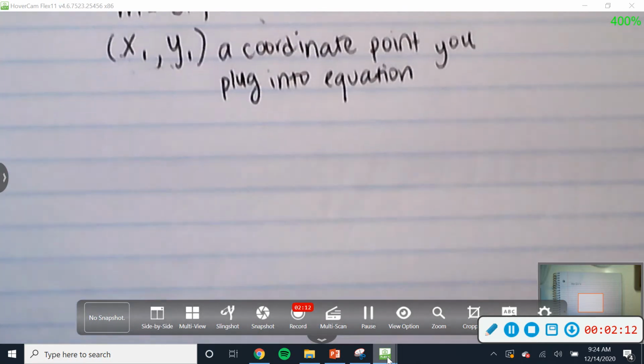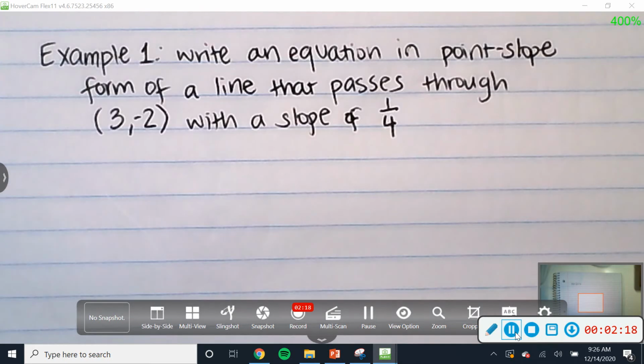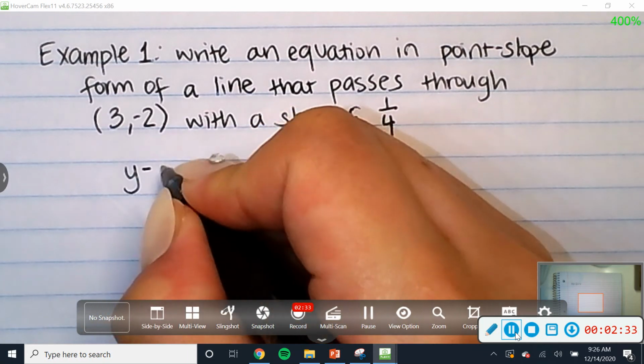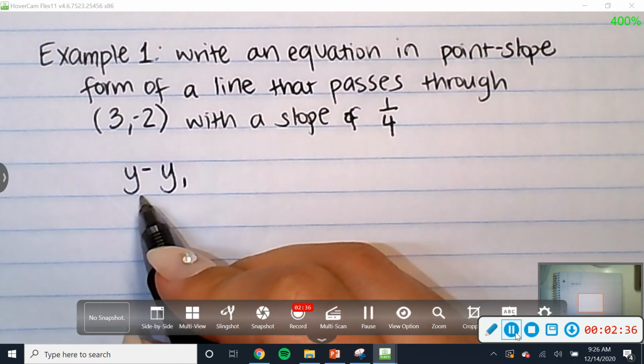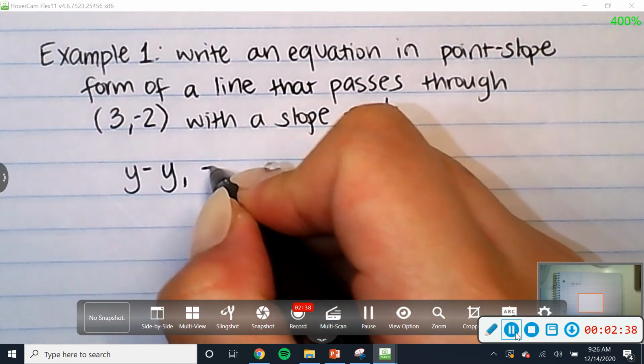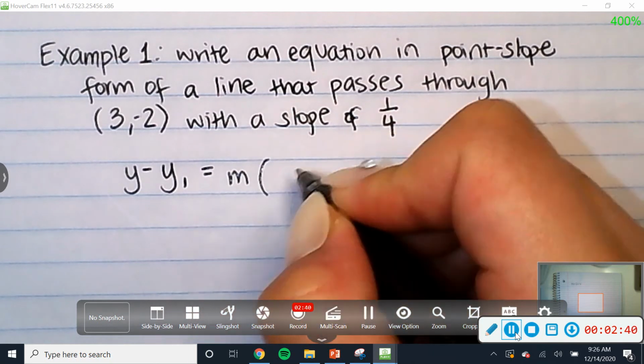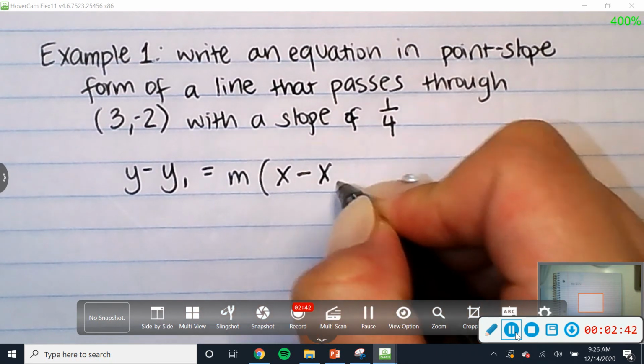Okay, so let's take a look at an example on how we can write our equations in point-slope form. So I went ahead and wrote out the whole problem. It says, write an equation in point-slope form of a line that passes through (3, -2) with a slope of 1/4. So I'm going to start by writing out what point-slope form looks like, especially since this is new. So y minus y1 equals m, parentheses, x minus x1.